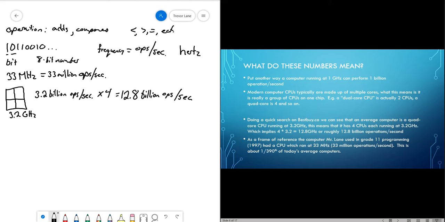That means that the computer that I had in 1997 runs at 1/390th of today's average computers that run a quad-core 3.2 gigahertz machine. Think about that, 1/390th. That means if you're waiting 1 second, I was waiting 390 seconds. That's crazy. That's absolutely crazy. It's like 6.5 minutes. That's nuts for your 1 second. But that is the nature of the beast. Technology has improved vastly over the years, so that's where we're at this point.